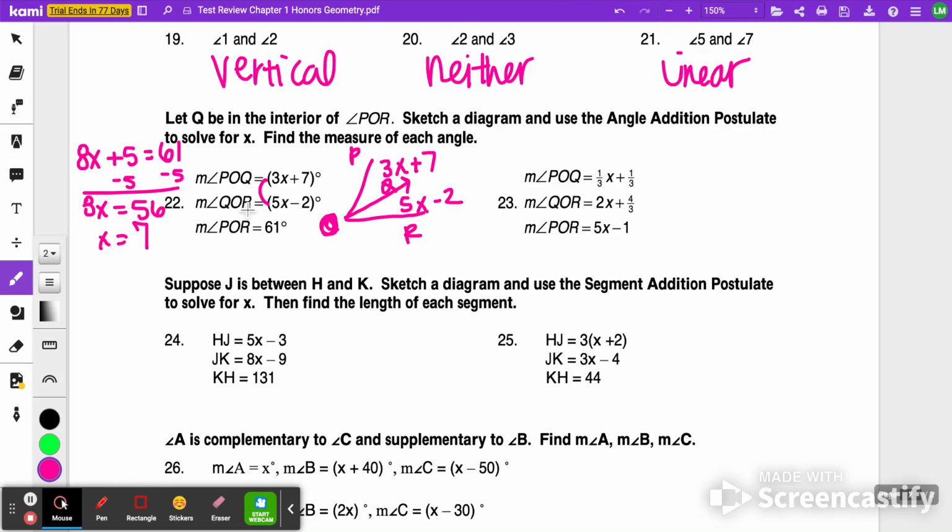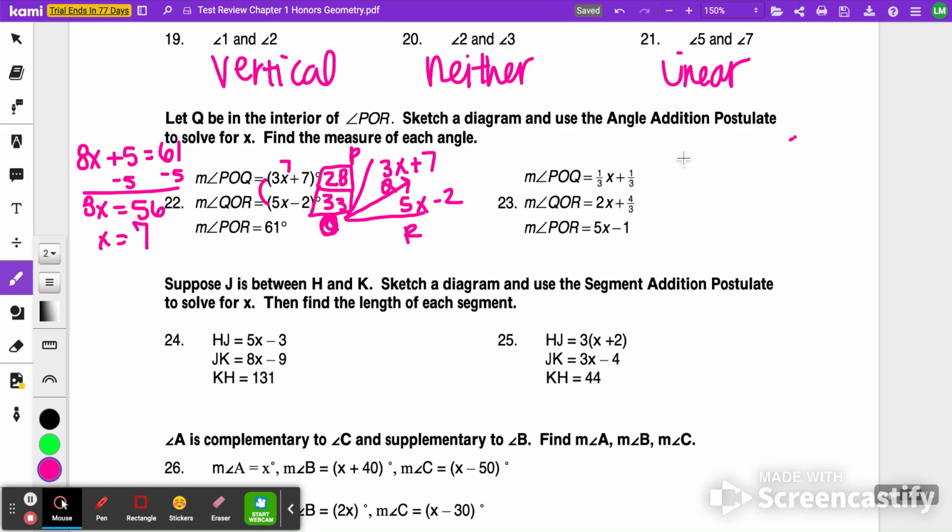So we can plug that into each of those statements. 3 times 7 is 21. So 21 plus 7 is 28 degrees. And then 5 times 7 is 35. 35 minus 2 is 33 degrees. And that should add up to 61, and it does. Same thing over here.